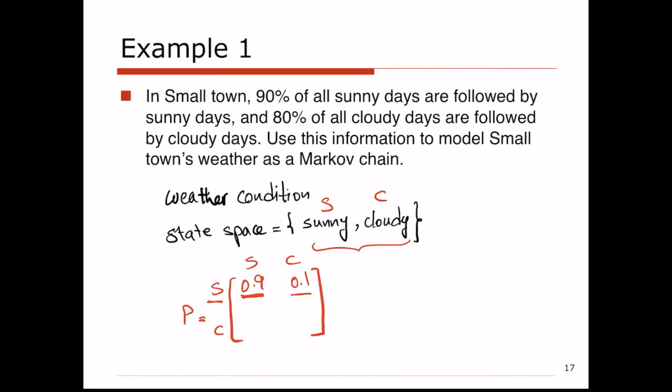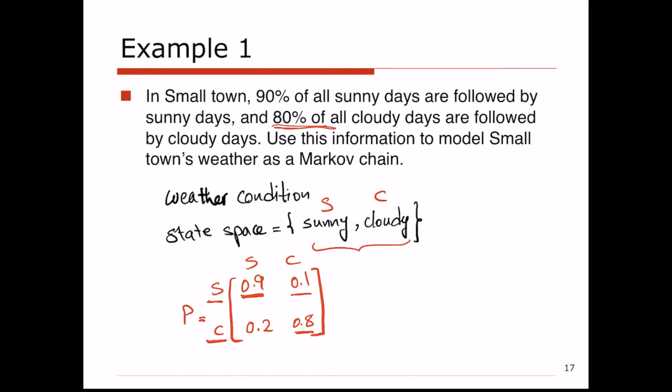For the second row, what we know is that 80% of all the cloudy days are followed by cloudy days. So that's the probability of this element. So the probability that if we are cloudy right now, we are cloudy the next day as well, is going to be 0.8. And again, based on the condition that the sum of the probabilities of each row equals 1, this element of the matrix will have the probability of 0.2, meaning that if you are having a cloudy day today, the probability that tomorrow is sunny is going to be 0.2. So this is the transition probability matrix for this problem.